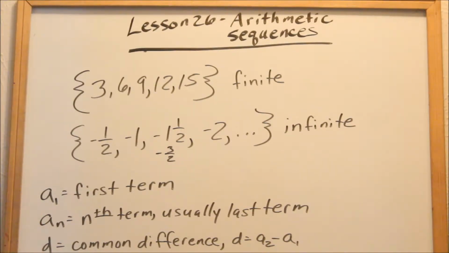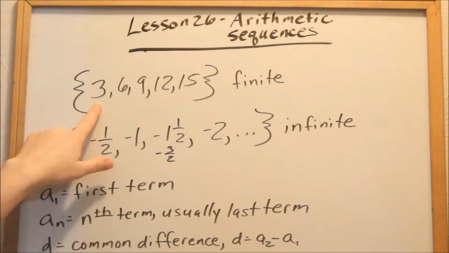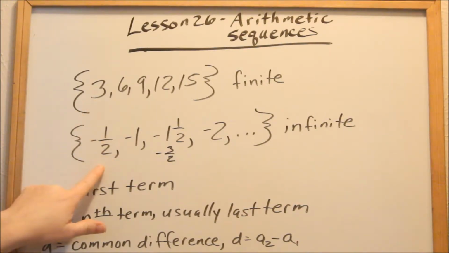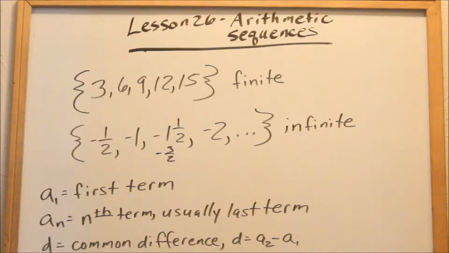Here are some definitions that we have for sequences. So, A with a subscript 1, A sub 1, that stands for your first term. In this sequence, A sub 1 is 3. In this sequence, A sub 1 is -1/2. A sub 1, that 1 means your first term. This n means the nth term, usually the last term.